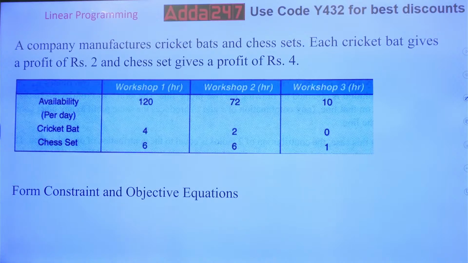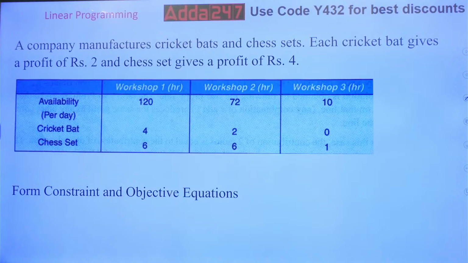Second is the availability of workshops. 3 workshops are required for manufacturing both cricket bat and chess set. What is the availability? Total hours available are 120 for workshop 1. In this 120 hours, I'll have to manufacture cricket bats and chess sets. Workshop 2, 72 hours for cricket bats and chess sets together. Workshop 3, 10 hours, again cricket bats and chess sets together.